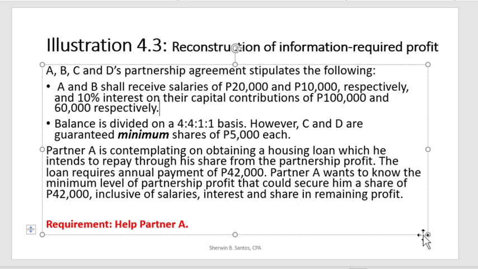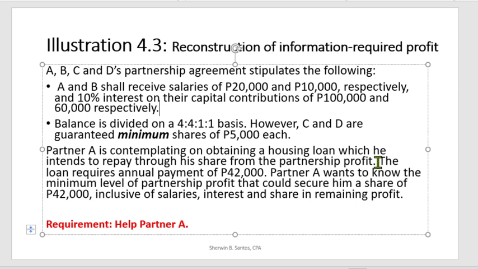However, C and D are guaranteed minimum shares of 5,000 each. Ano ibig sabihin nitong guaranteed minimum shares? Ibig sabihin, kung mas maliit sa 5,000 ang na-compute mo, ang ibibigay mo pa rin sa kanya ay 5,000. Minimum kasi yon. So, mag-a-add ka ng allocation for C and D. Next, partner A is contemplating on obtaining a housing loan which he intends to repay through his share from the partnership profit. So, gustong mangutang ni partner A at gagamitin niya yung kanyang share sa partnership profit.